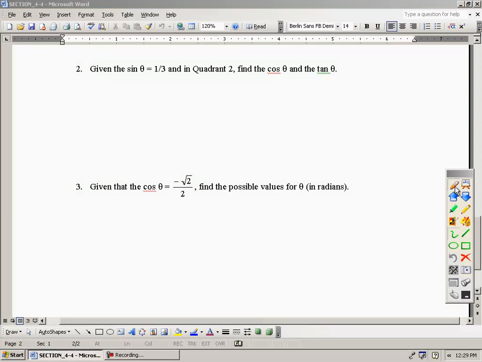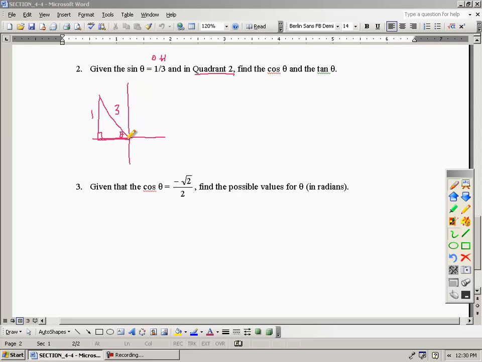Okay? Two more examples. In the second one, the sine is positive and in quadrant 2. That was really nice of us. So when I go to make my triangle, it's in quadrant 2, and the sine, which is opposite over hypotenuse, is 1/3. We're now looking for this distance here.